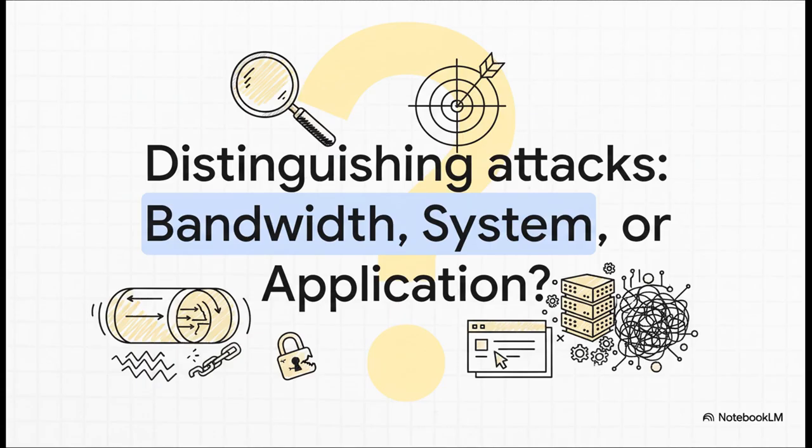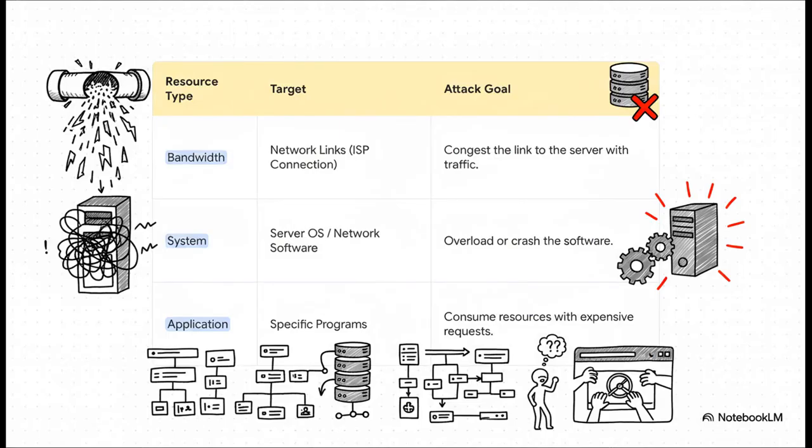Okay, question 1 is up. How do we tell the difference between attacks targeting bandwidth, system, or application resources? And this is a super important distinction, because an attacker isn't just vaguely attacking a server. No, they're going after a specific, limited resource. So it all comes down to the goal.